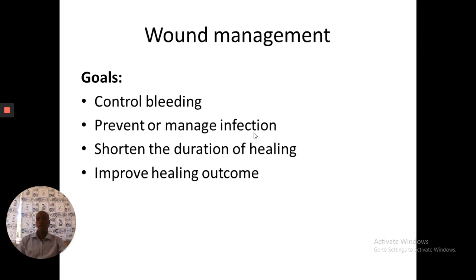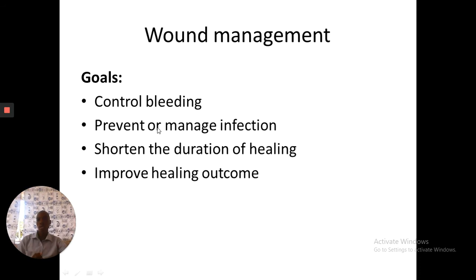So when you talk of wound management, now we've said wound healing is a natural process. Now, when we're managing wounds, what do we want to achieve? Number one, we want to control bleeding. Wounds, like we said, can be life-threatening, and if a wound is large, it can really bleed, and this can cause us trouble of hypovolemia and shock, things like that. So we really need to manage bleeding.